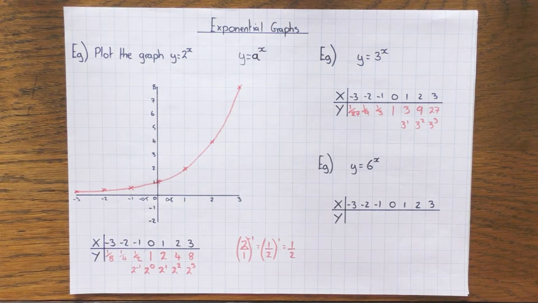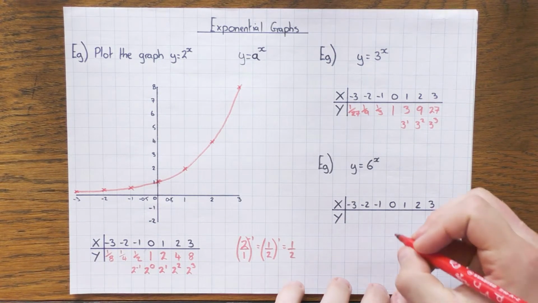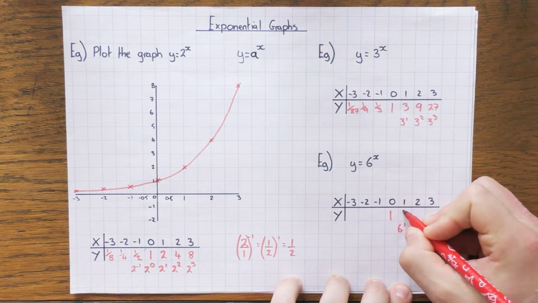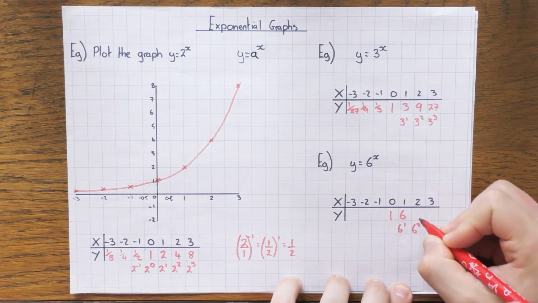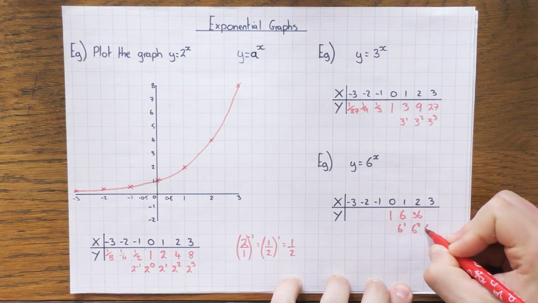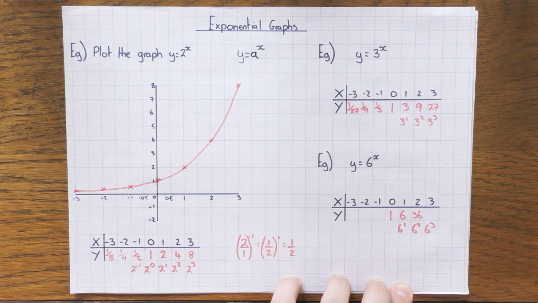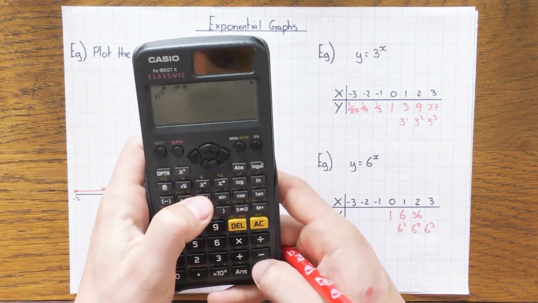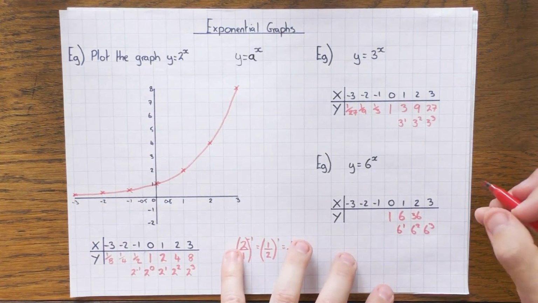And last example here, just to have a look. Again, 6 to the power of 0 is 1. 6 to the power of 1 is 6. 6 to the power of 2 is 36. And 6 cubed, I think, was 216. I'll just get the calculator and check, just in case I'm telling you porkies. Yep, 216.